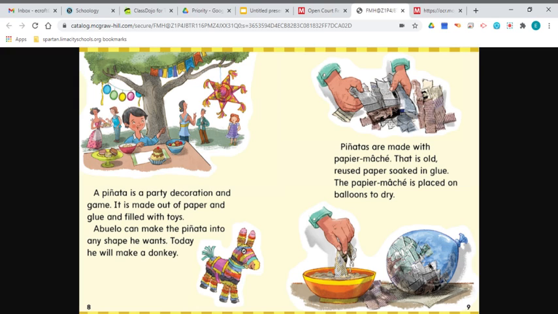Now, even though every single sentence on this page is about a piñata, the author chooses to start every sentence differently. This first one here says a piñata. The next one is it is. Then abuelo can. Today he. All right. Each of them start differently. And sometimes when we start to write, we kind of start every sentence the same.